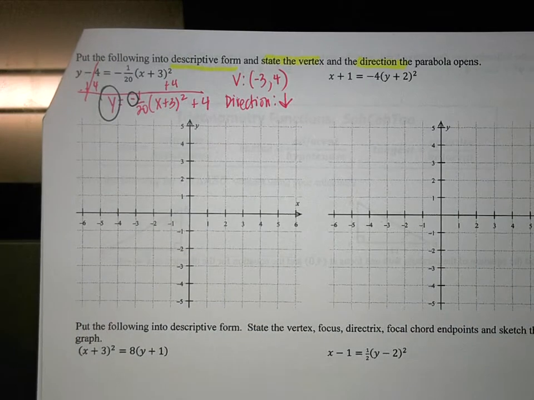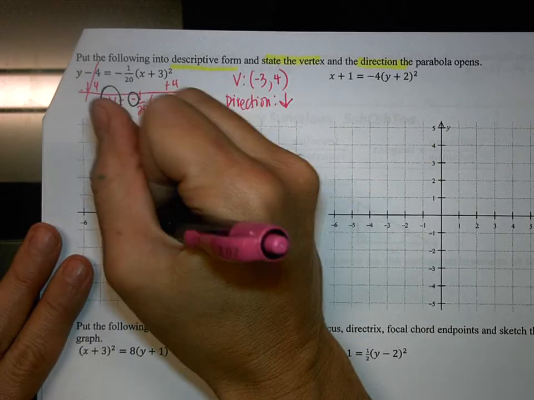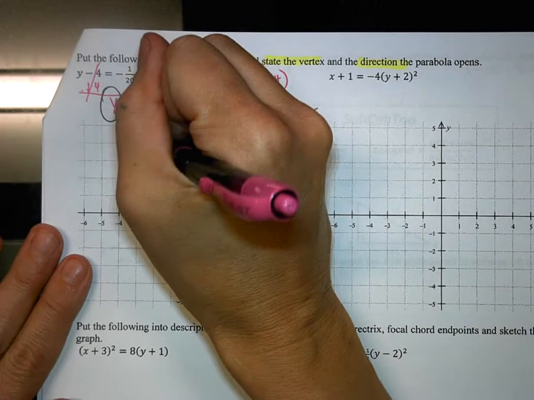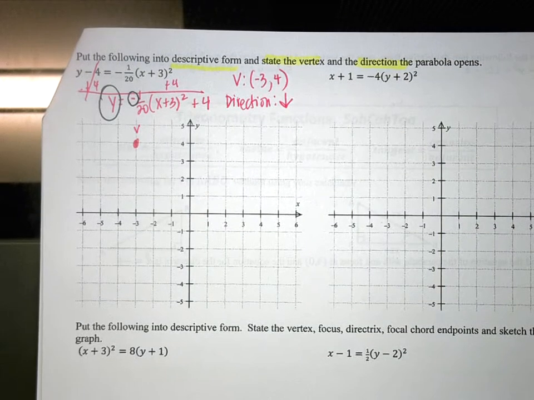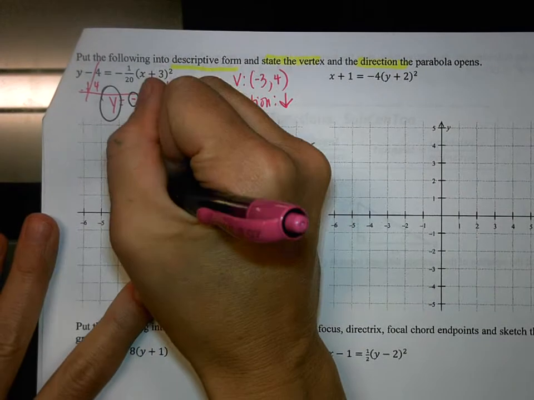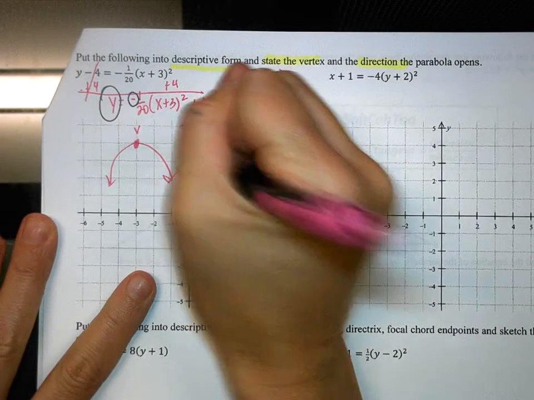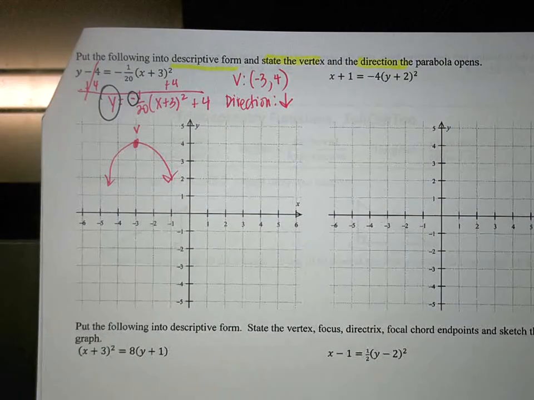So we just have to plot our vertex on here, negative 3, positive 4. I normally always will put a V there to remind myself it's the vertex. And then because they didn't tell us we had to find the focus or directrix or anything else, we can just curve that going down and we're done. Okay. You guys ready for the next one?